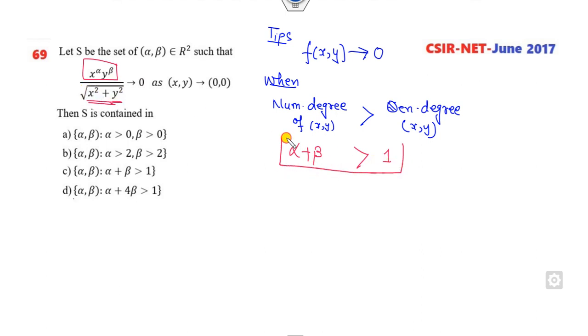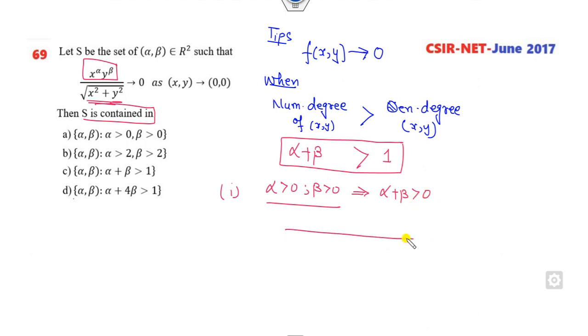So check which one is contained here. Look at the first part. S is contained in here. If I take alpha greater than 0, beta greater than 0, what is the meaning of that? Alpha plus beta is greater than 0. So this value is already contained in this case. So it means this is the right answer.